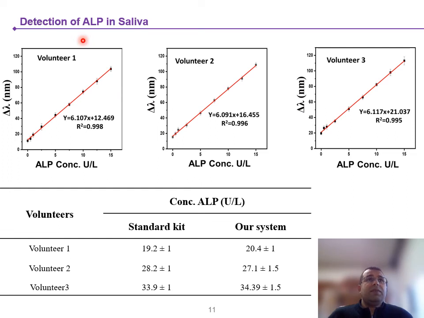And this slide is for detection of ALB in saliva, which is a real sample. So we collected saliva from 3 volunteers, volunteer 1, 2, 3, and then detected the concentration of ALB in this saliva by the standard addition method for our system, and calculated the concentration of ALB in these volunteers' saliva. We used the standard kit and made a comparison between the result from our system and the result from the standard kit, and we found that they are almost the same.